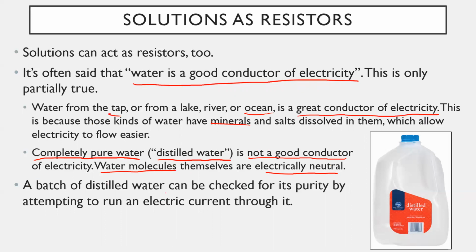Anyway, a batch of distilled water can actually be checked for its purity by attempting to run an electric current through it. So in other words, when they make distilled water in a distilled water factory, they could test how pure it was by trying to run an electric current through it. And if electricity runs through it pretty easily, that would tell you it's not actually pure water. There must be some things dissolved in it.